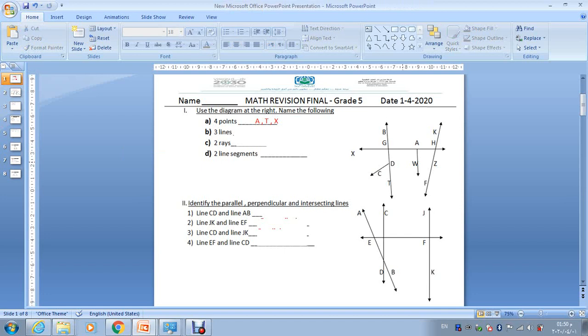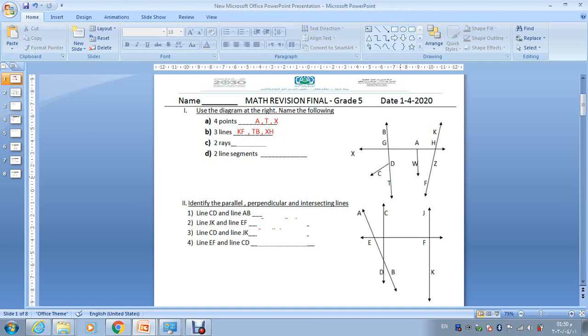Number 2 asks for 3 lines, and you know that a line has 2 arrows, one at the end and one at the beginning. So you have KF is a line, HX is a line, and TB is a line. Of course, AW is not a line and CD is not a line. Okay, so the answer is KF, TB, and XH.